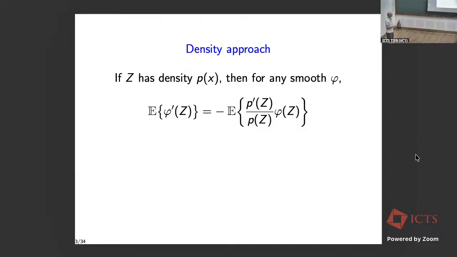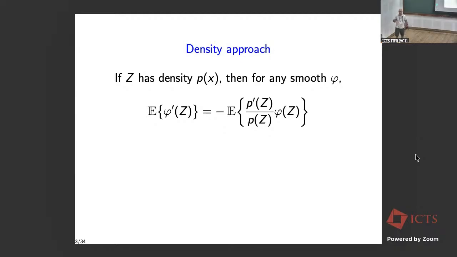If you have a distribution with density P, you can just use integration by parts. That's the same calculation. You start with phi prime, you use integration by parts, you put the derivative onto P, and then you write it as expectation again, but of course, it doesn't factorize like in the normal case, so you have to multiply and divide by P and write it down as an expectation again. So that's what's called the density approach.